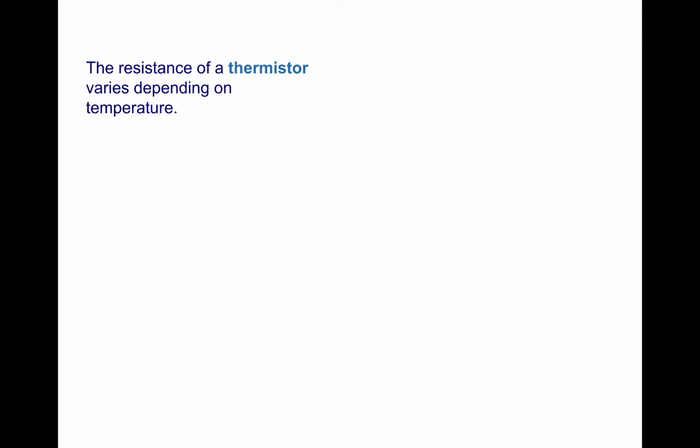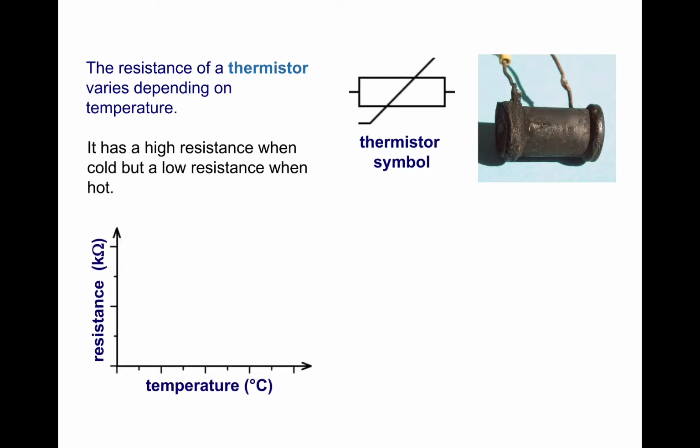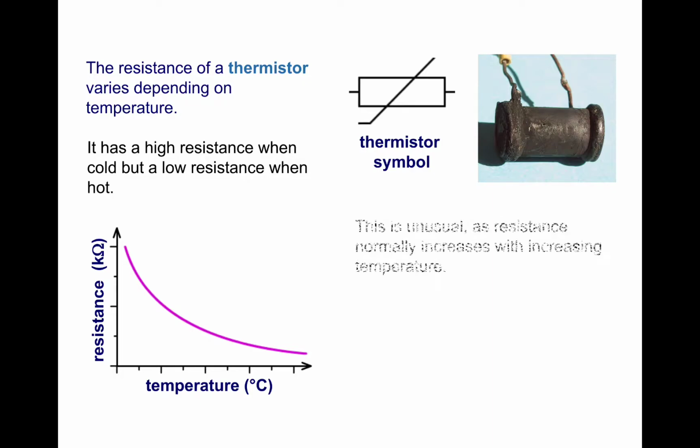So the thermistor now. The resistance of a thermistor varies depending on temperature. So here's a thermistor symbol. It has a high resistance when cold, but a low resistance when hot. So again, the graph, which is essentially the same shape as the LDR graph, has resistance on the y-axis against temperature on the x-axis. As the thermistor gets warmer, as the temperature increases, the resistance will actually drop.